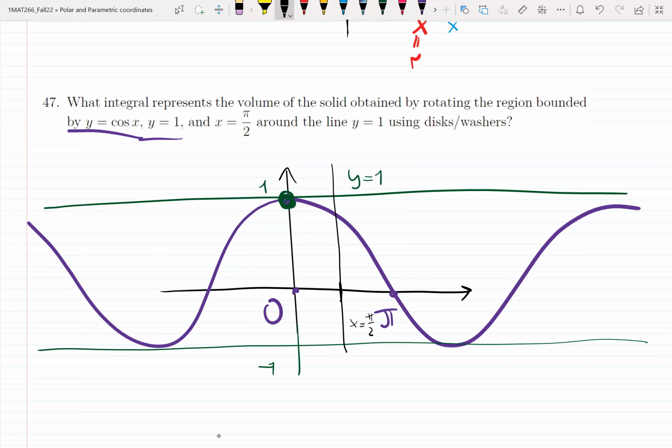So to connect all three graphs, it's actually not this one. I just realized it right now. It is that tiny triangle-looking area over here. It's kind of lame, so tiny, but okay. And it's rotating about y equals 1. Oh.